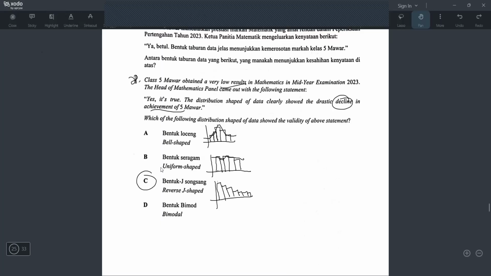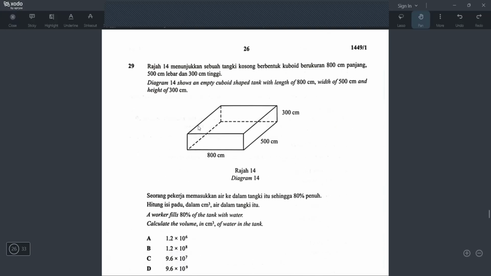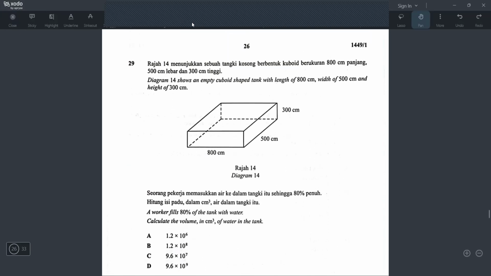What's the answer? C is the answer, because they say the distribution shape of data shows a decline, right? So decline means C. Okay, decline. So drastic decline. Just keep declining, declining, declining. B cannot, because this is like the other decline, the other means it declines a bit, goes up a bit, declines a bit, goes up a bit. So B cannot. A also cannot, because this one goes up and then slowly declines again, right? And it's symmetrical, by the way, right? This one is drastic decline, so it has to be C. Alright, I think I explained enough already. So you can look at the textbook yourself if you want.